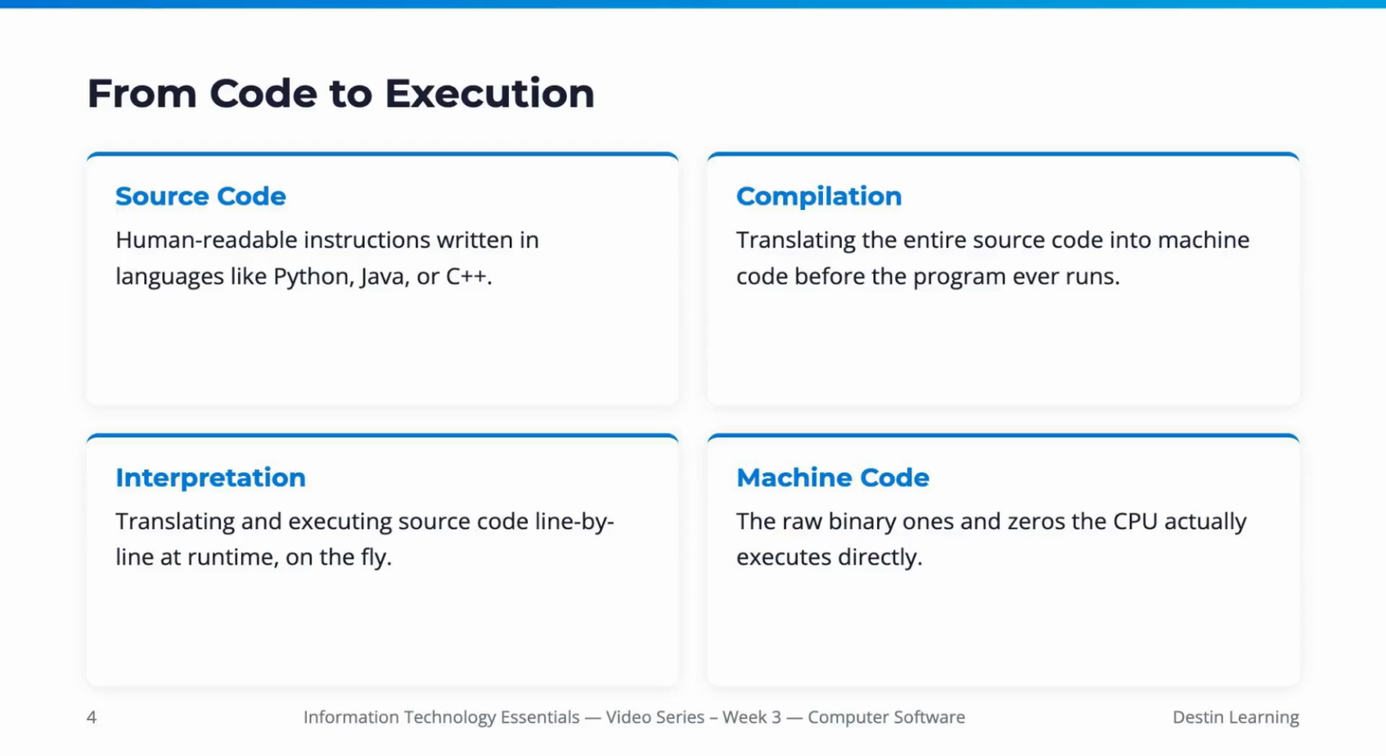To bridge the gap between human thought and hardware operations, code must undergo translation. Developers write source code in human-readable programming languages like Python, Java, or C++. However, the processor can only execute machine code, raw streams of binary ones and zeros. Translation happens through two primary mechanisms: compilation, which converts the entire program into machine code before execution, or interpretation, which translates and executes instructions line by line in real time.